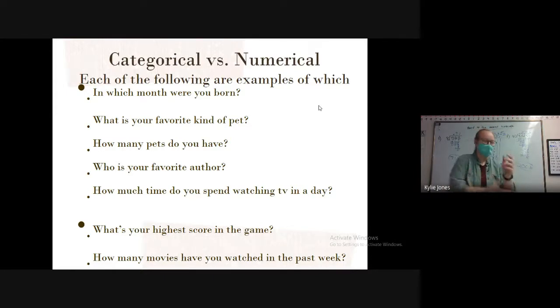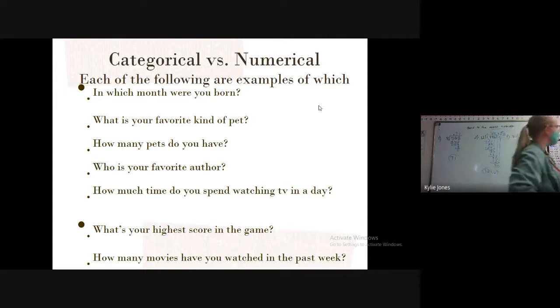Take about 10, 15 seconds to think about this one. How many pets do you have? How many pets? Are they going to give you a category or a number? Numerical. They're going to give you a number. So if someone asked me that, I would say I have 2 pets because I have a cat and a dog. If we asked Miss Dauphine, she would say that she has 2 pets.